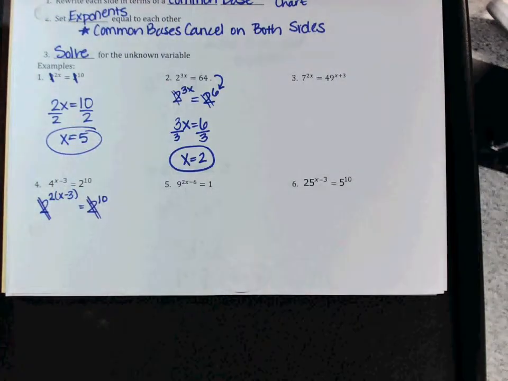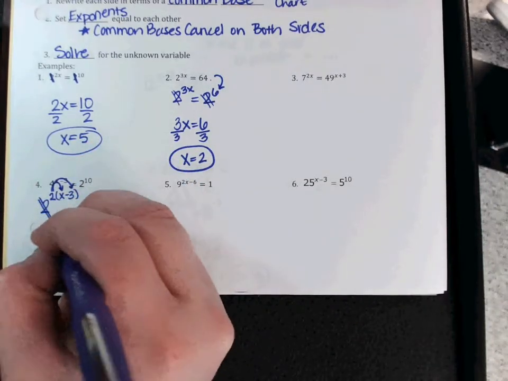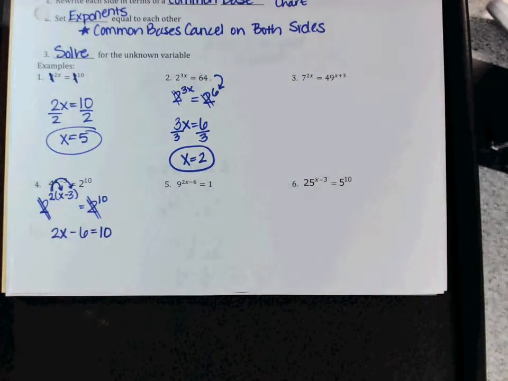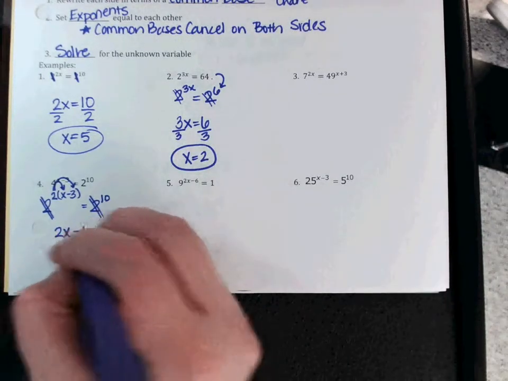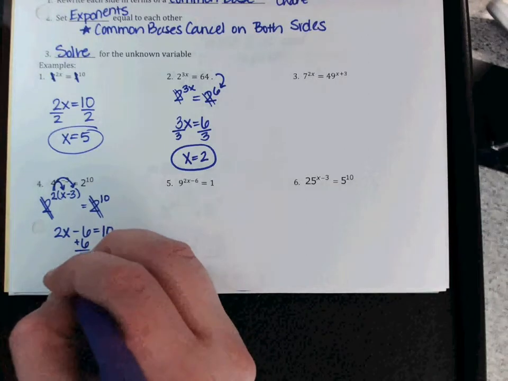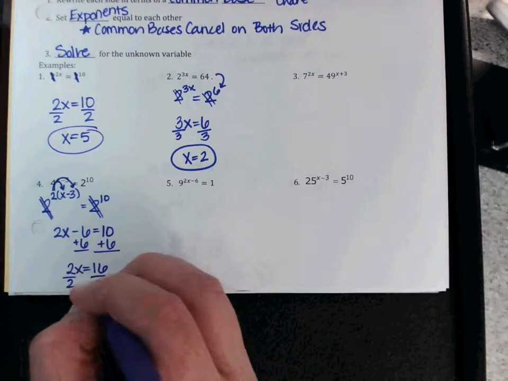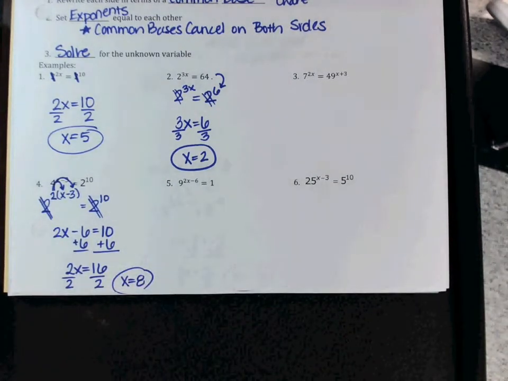And then you're going to have to distribute at the top there. So it'd be 2x, and then 2 times minus 3 is minus 6. Okay, so we're going to add the 6 on both sides. 10 plus 6 gives me 16. And then I'll divide by 2. That's where the 8's coming from. Good job. It's okay. Got it? Okay, now let's go back to 3.